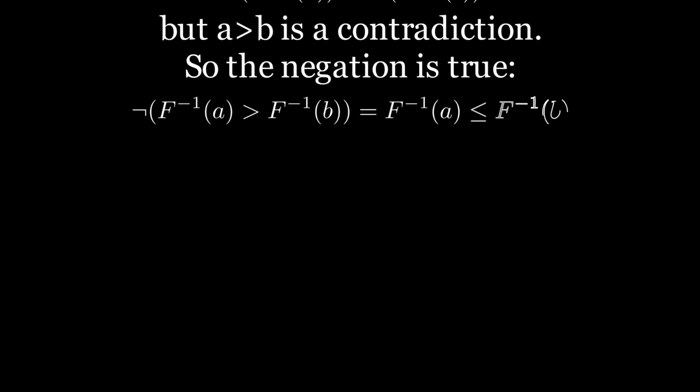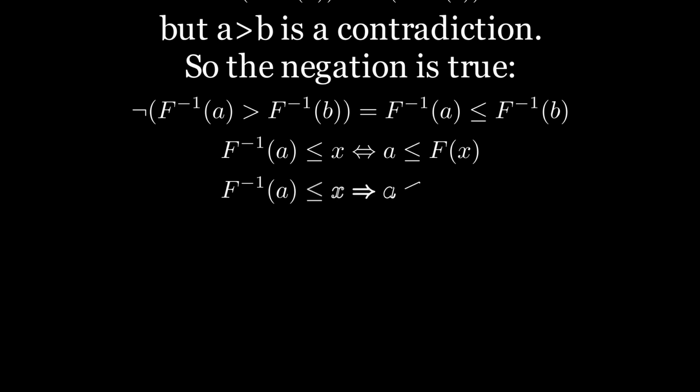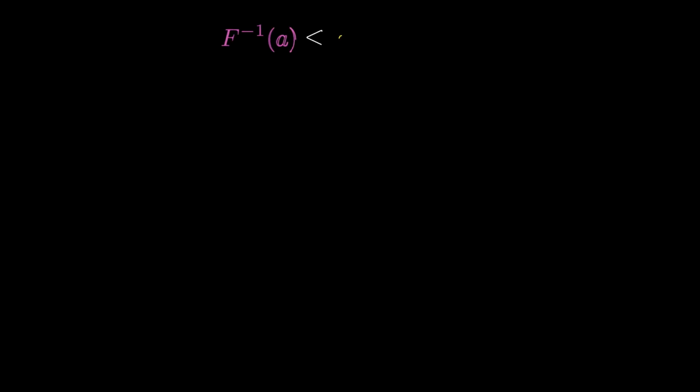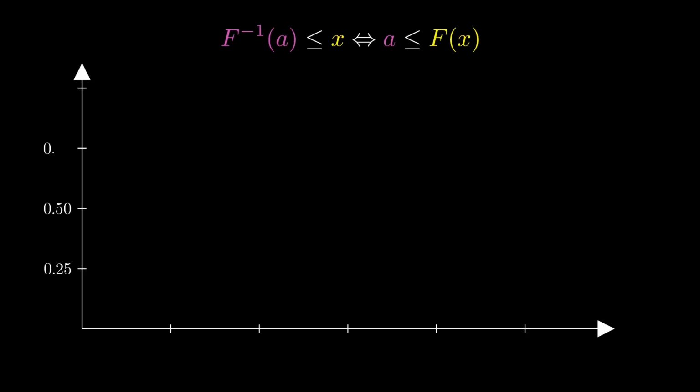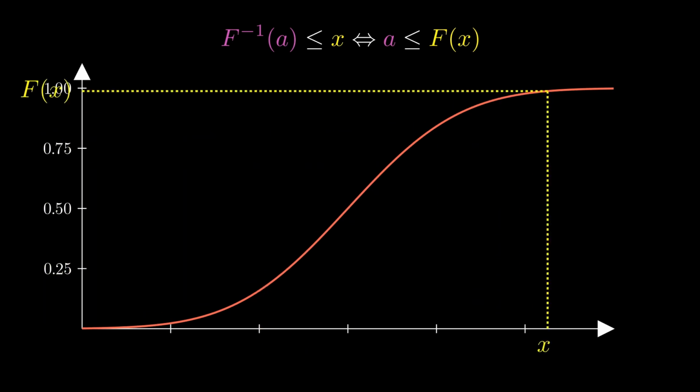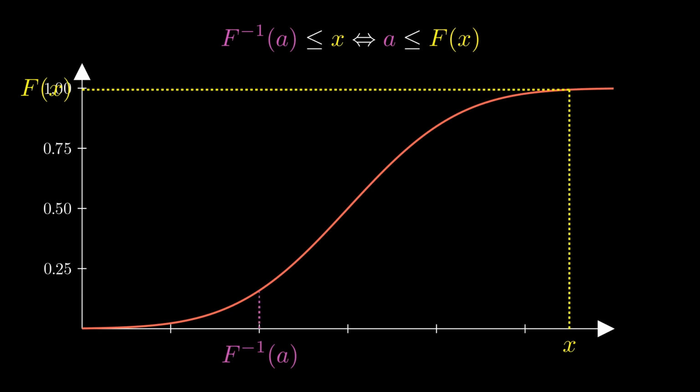F inverse of A is less than or equal to X if and only if A is less than or equal to F of X. We get the forward statement by taking F of both sides. We get the converse statement by taking the non-decreasing F inverse of both sides. What does this equation mean? F inverse of A less than or equal to X if and only if A is less than or equal to F of X. Earlier, we defined A as some output of our CDF.